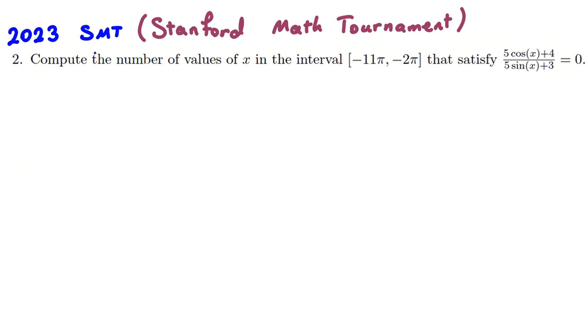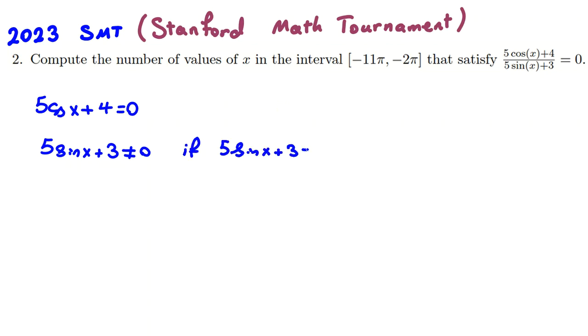2023 SMT Stanford Math Tournament. Compute the number of values of x in the interval negative 11 pi to negative 2 pi that satisfies this. So let's work on this approach. Here you should pay attention: 5 cosine x plus 4 is not 0. Numerator and denominator shouldn't be 0. 5 sine x plus 3 shouldn't be 0. So if we consider this, let's first consider bad cases. If 5 sine x plus 3 equal to 0, from here, so let me do something.